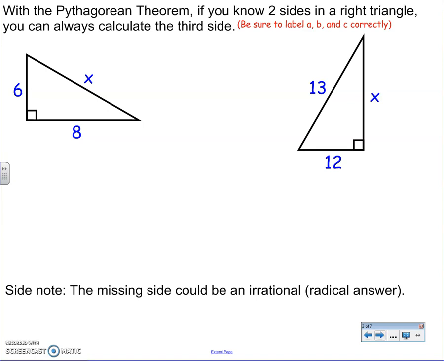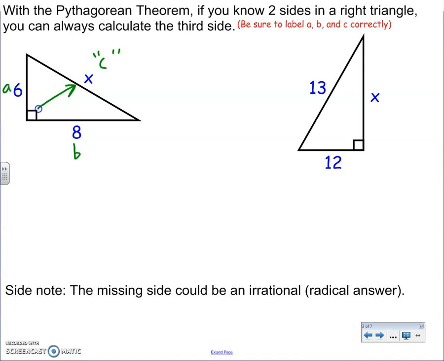So with the Pythagorean theorem, if you know two sides in a right triangle, you can always calculate the third side. Just be sure to label A, B, and C correctly. So here's two little problems. On the top left, we have a triangle. C is across from 90, so this is X. Then I'll call this A and I'll call this B.